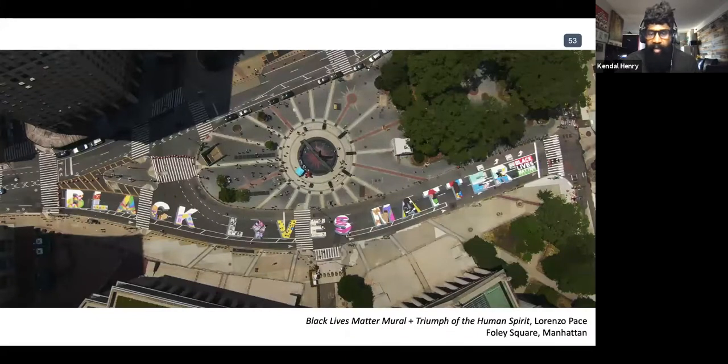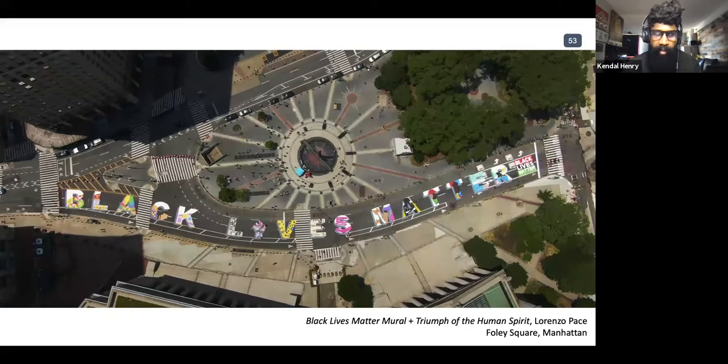We've seen a lot of Black Lives Matter murals throughout the US. This one in particular is quite special, I think, in that it speaks to another memorial and another space that's not too far from this location in downtown Manhattan, which is another work by Lorenzo Pace called Triumph of the Human Spirit, which is in the center of this image.